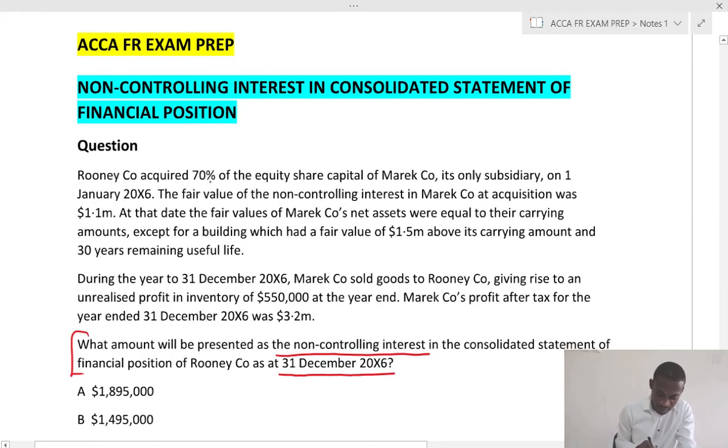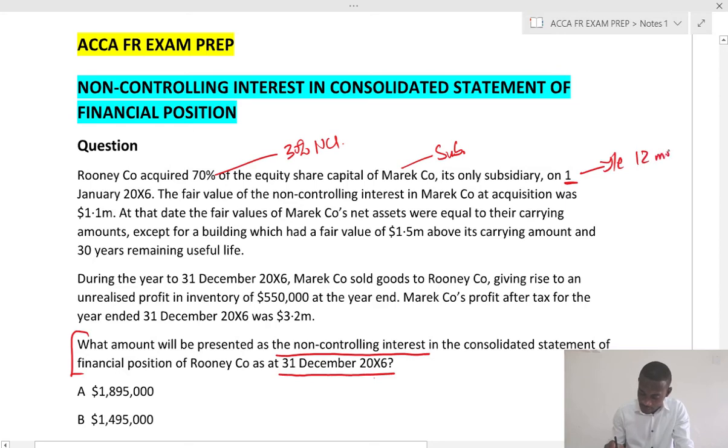Runico acquired 70%, so 30% would be NCI of the equity share capital of Marik. So Marik is a subsidiary on 1st January X6. So you need to reconcile this to the year end. So to the year end, that is full year, which is 12 months.